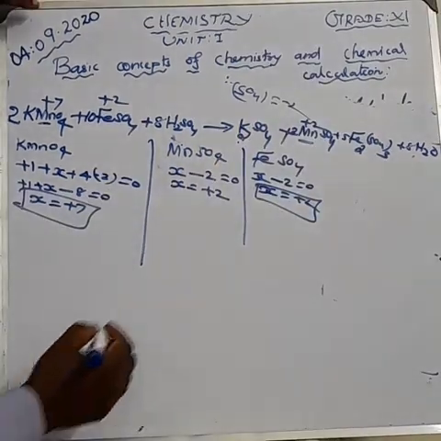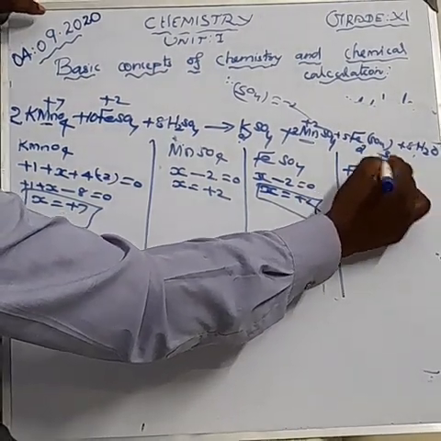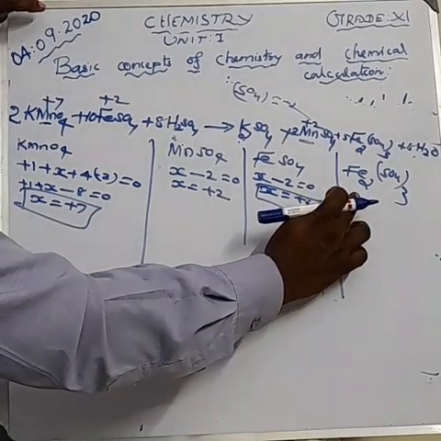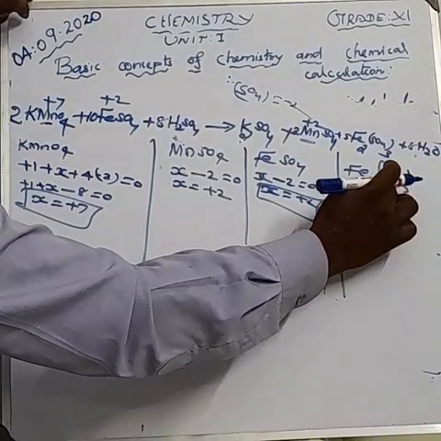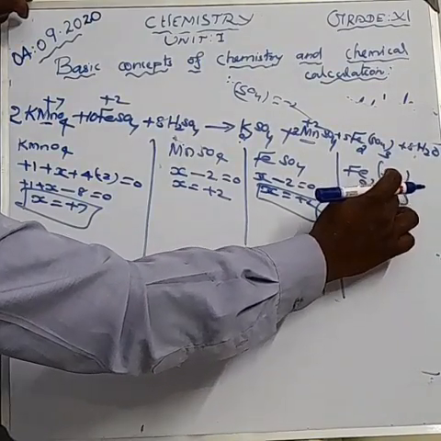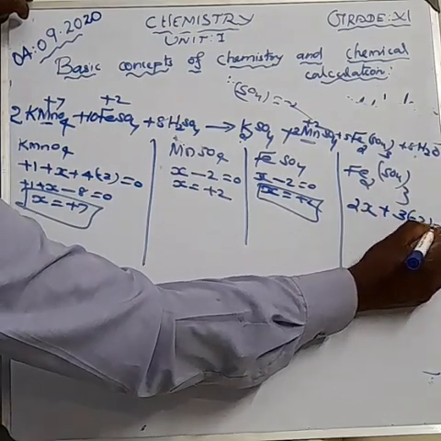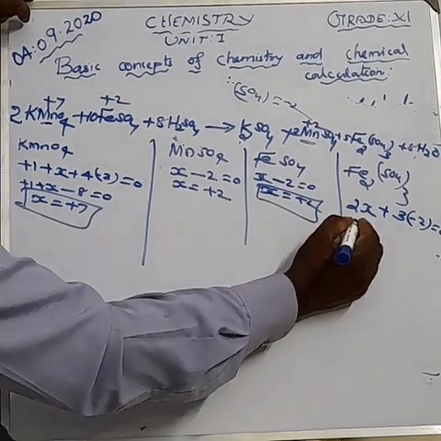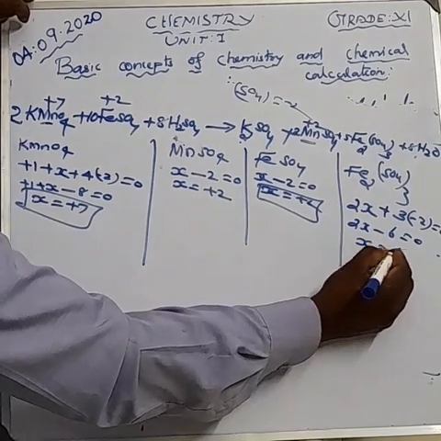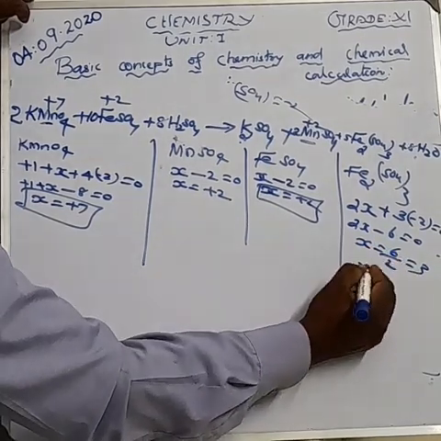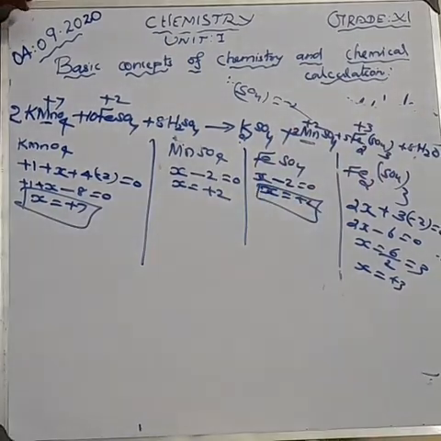Next, ferric sulfate, Fe2(SO4)3. How much Fe is there? 2 Fe, so 2X, and how much sulfate is there? 3, so 3 into minus 2 equal to 0. So 2X minus 6 is equal to 0. X is equal to 6 by 2 is equal to 3. So X is equal to plus 3. So here plus 3.